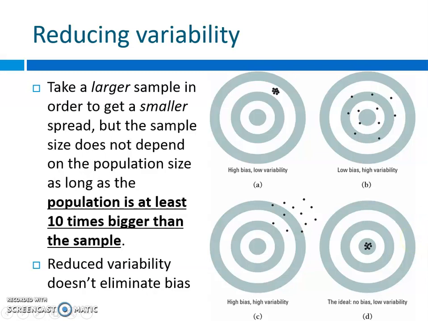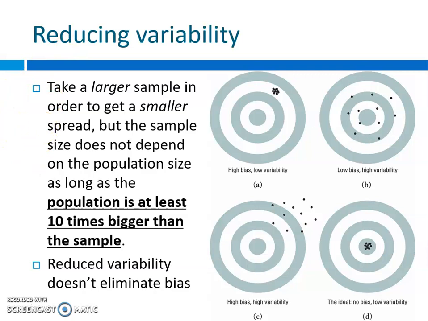If we want to reduce variability, which is something we would want to do, right? You would want to have low variability and no bias, ideally. In order to reduce your variability, you want to take a larger sample to get a smaller spread, okay? But the sample size does not depend on the population size as long as the population is at least 10 times bigger than the sample.